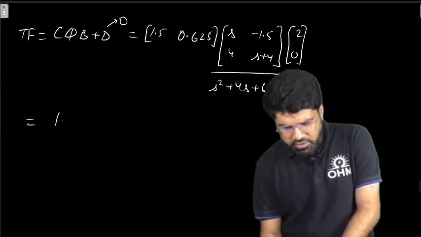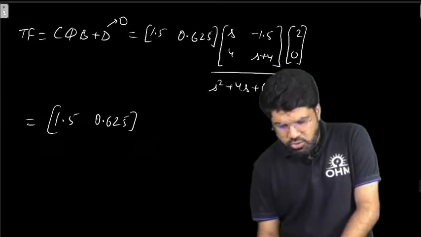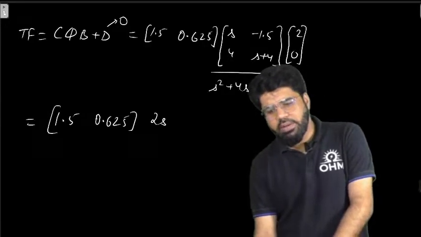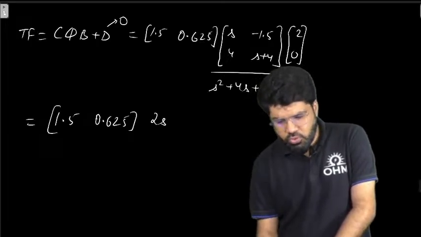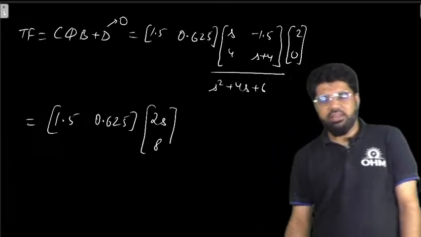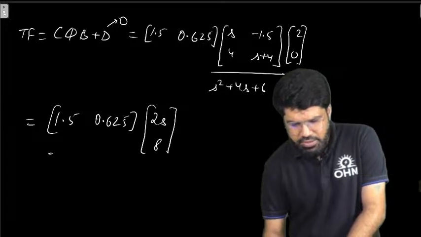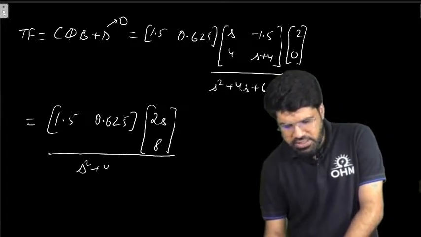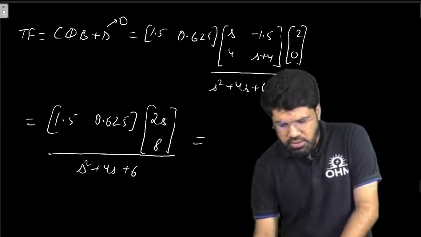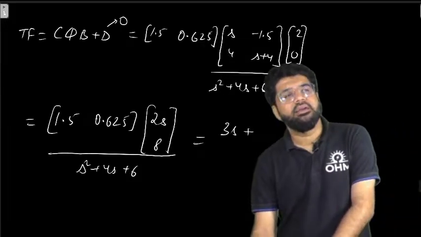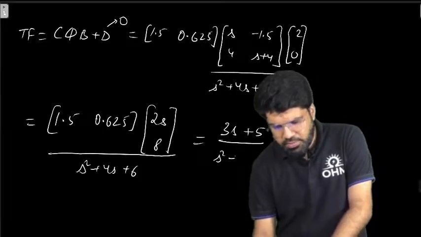So 1.5, 0.625, C is as it is. I am multiplying phi with B. See, first row: s into 2 minus 1.5 into 0, so only s into 2. Then 4 into 2, 8, plus 0 into (s plus 4), so only 8. I told you, if you multiply phi and B, you get a simpler result in the beginning, and that is important. Whole divided by the same denominator, s square plus 4s plus 6. Now your answer is ready. Multiply this, one row and one column: 1.5 into 2, 3s, plus 0.625 into 8, 5, divided by s square plus 4s plus 6.